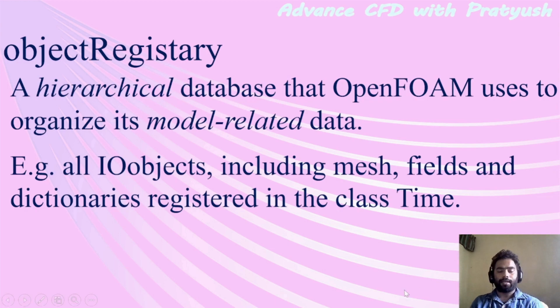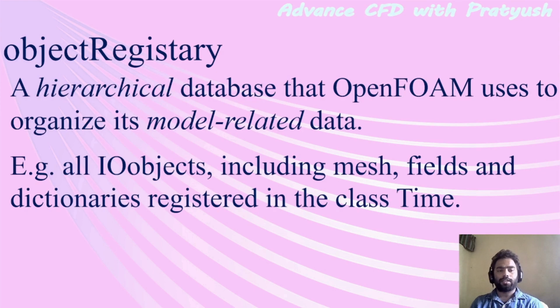So for example, whatever IOobjects you create while compiling or running your solver, or whatever fields and dictionaries you may use, everything is registered in the class Time. Okay, so first it will create a class of the time, and whatever data you are going to use is registered under that class in a hierarchical database that is called the object registry.